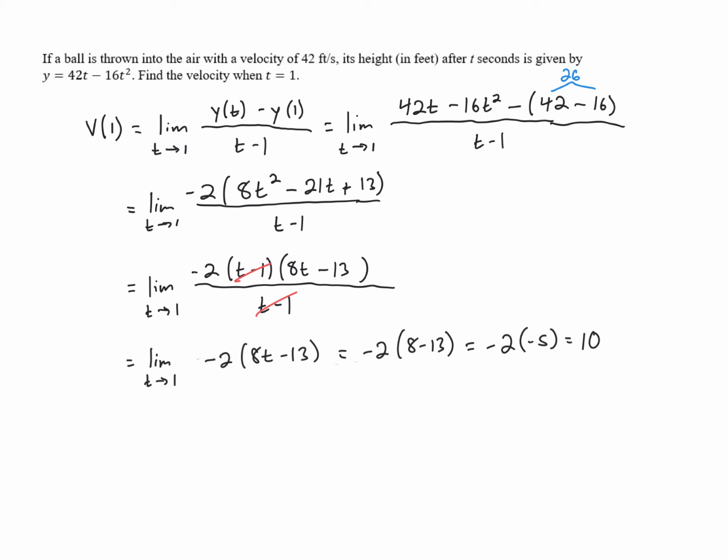And we are dealing with feet per second. So the velocity after 1 second is positive 10 feet per second, so it is still going upward from that original toss after 1 second.